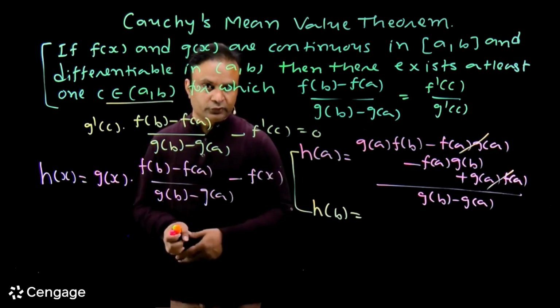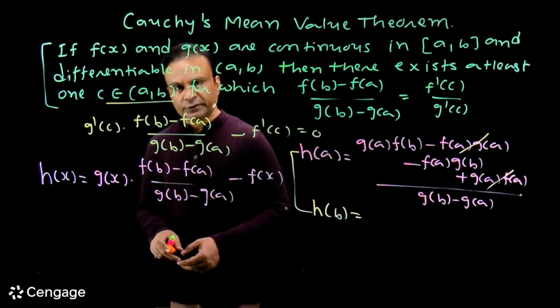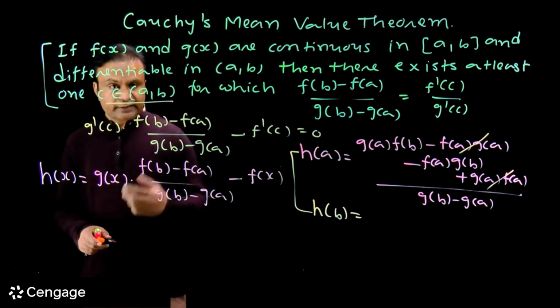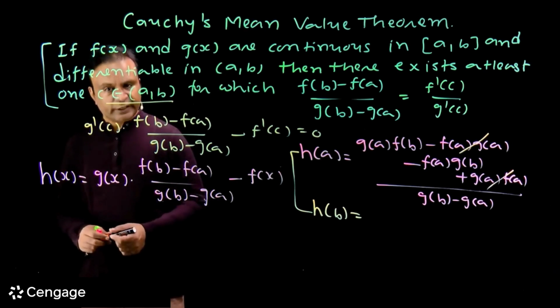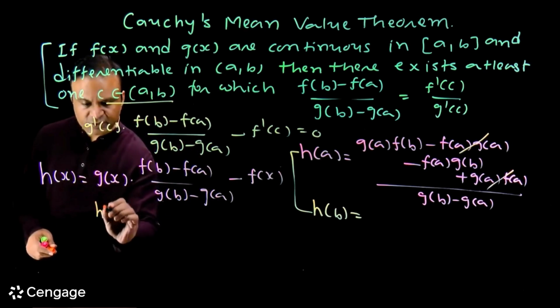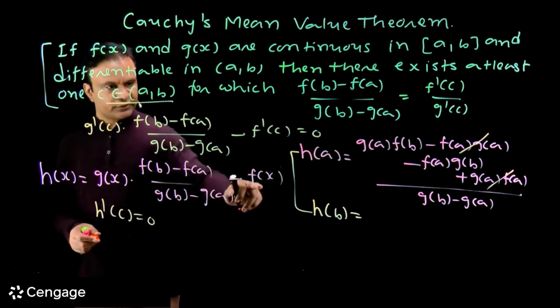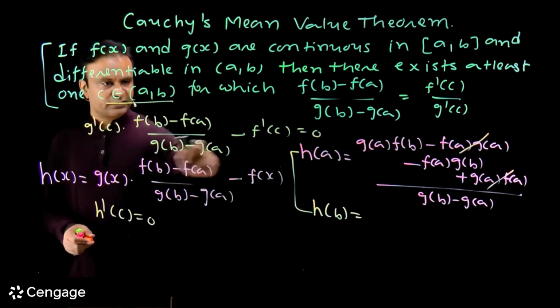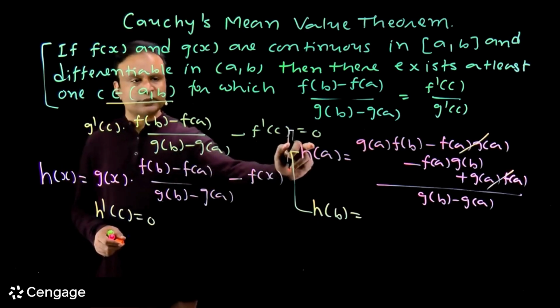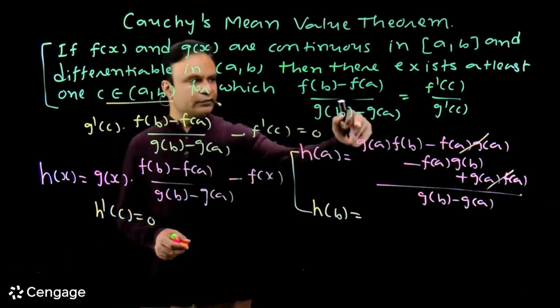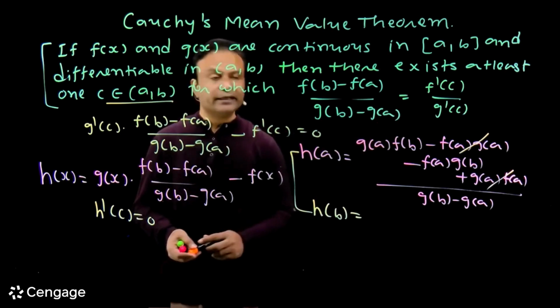Now we can use Rolle's theorem. Now what is the statement of Rolle's theorem? There exists at least one c belongs to (a, b) for which h dash c is equal to 0. The derivative of this function at x is equal to c is this. So this is equal to 0, and from this we get this ratio is equal to f dash c upon g dash c.